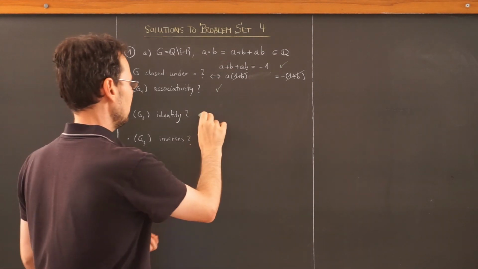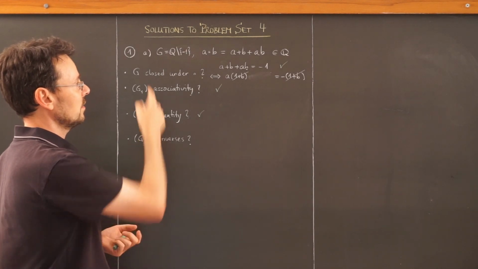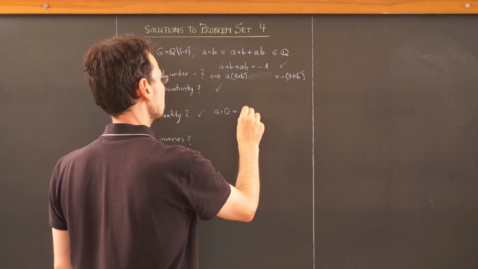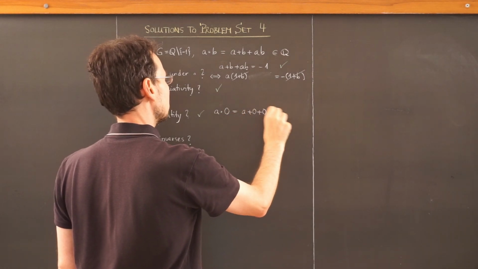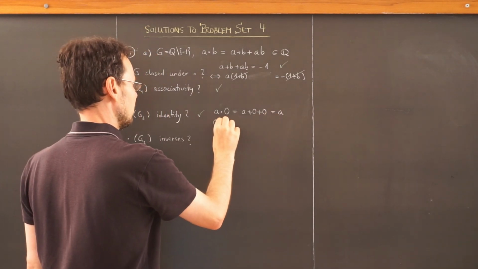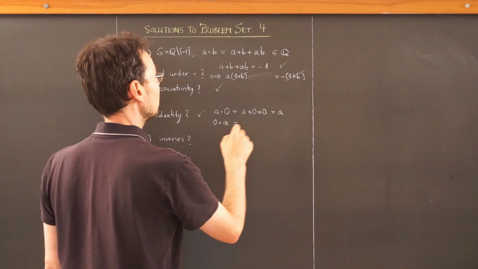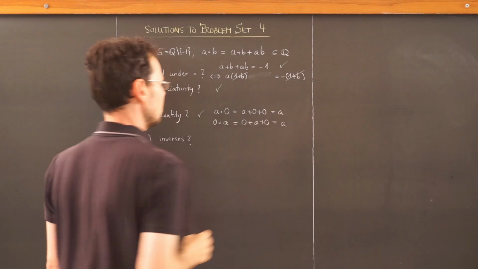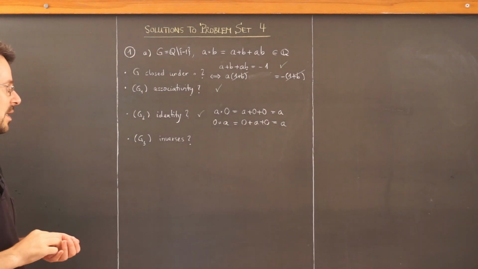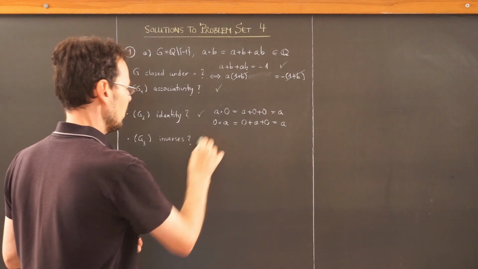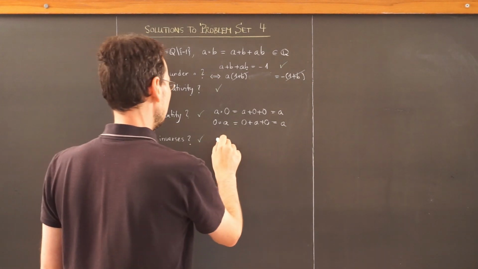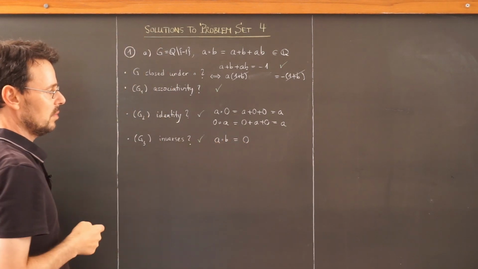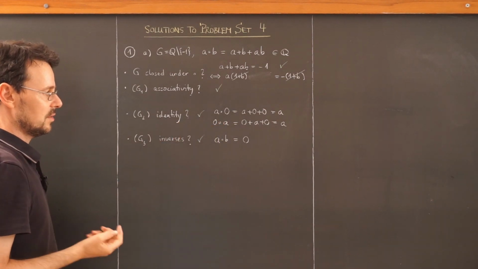Is there an identity? Yes, there is. It is actually the 0, because a circ 0 is a plus 0 plus 0 is a. And we also have to check for identity from the left. This is 0 plus a plus 0 is a. So 0 is the identity. And actually there are inverses. We are looking for a b to a given a such that a composed with b is the neutral element or the identity. So 0.